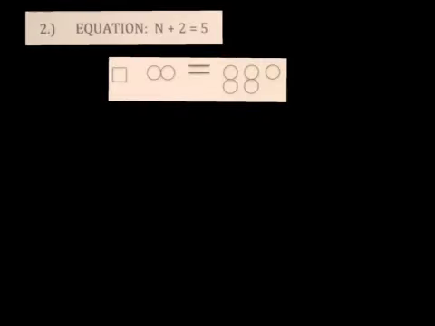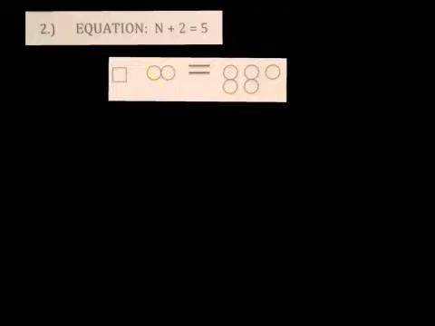Question number 2. This question says n plus 2 equals 5. So now on the side that has a square, I also still have circles. So I'm going to do just like I did previously. I'm going to try to get rid of all the circles on the left side so that it just says the square equals and then how many circles it is.